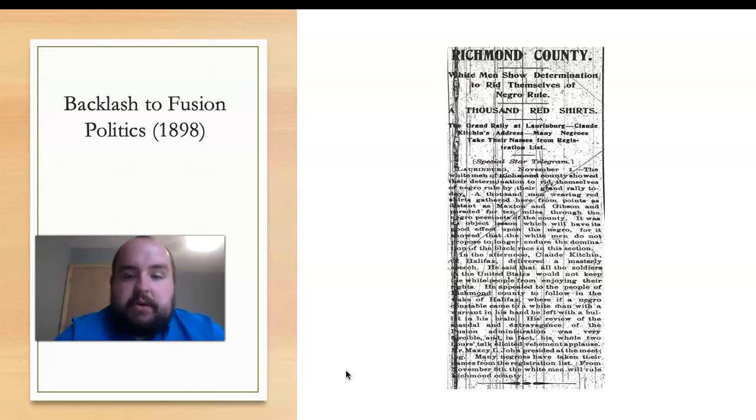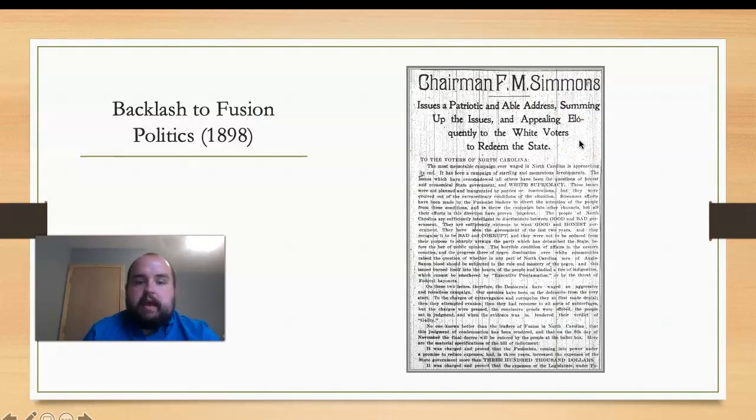Then I also have for you a couple of newspaper articles focusing on Red Shirts, which we'll talk about a little bit next week, and an individual named F.N. Simmons, who is very influential and important for the event we're going to talk about next time, the Wilmington Race Riot, which unfortunately many of you probably have not heard of, which is one reason I want to make sure we cover it in this class.